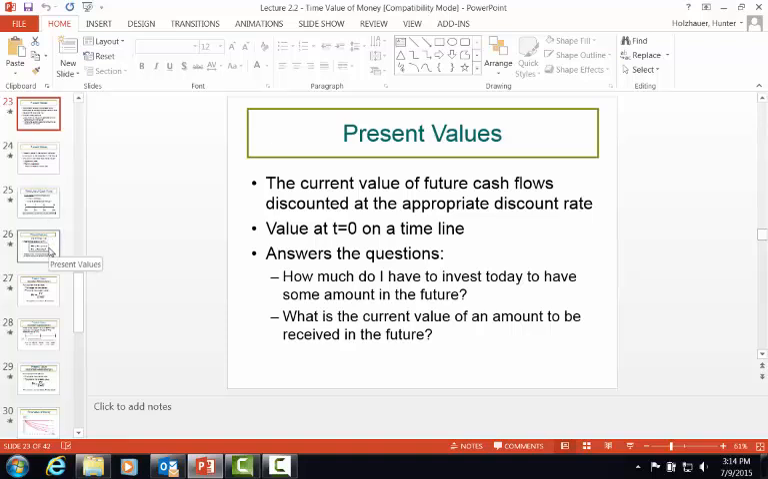Okay, so present value is the current value of future cash flows discounted at the appropriate discount rate. That sounds like a mouthful, but basically it's saying what would you pay today for what you're promised to get down the road. They're always going to have a value of 0 on the timeline. And once again, it answers the questions: how much do I have to invest today to have the same amount in the future, or what is the current value of an amount to be received in the future?